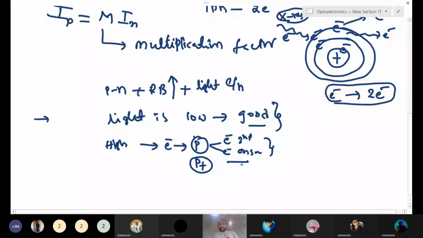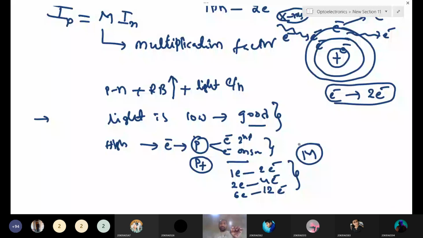So here one electron, we are creating two electrons. If two electrons are there, we are creating four electrons. If six electrons are there, we are creating 12 electrons. So this is what we call a multiplication process, multiplying by 2. Every electron is generating two electrons. It is a multiplication process. That's why when you write the current equation, I_P is equal to M times I_N, we have written. This I is the simple photodiode current, but the M factor is the multiplication factor in the device.